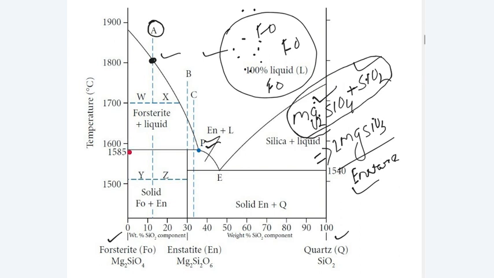So if you calculate here the percentage of solid olivine that forms from this point to this point, it will be more than the SiO2 in the melt. You can calculate here how much solid is formed by taking this lever rule.